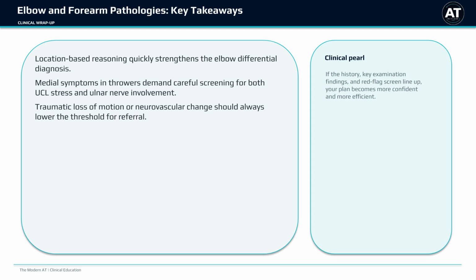Medial symptoms in throwers require screening for UCL stress, flexor-pronator overload, and ulnar nerve involvement. Lateral pain with gripping often suggests extensor tendon overload, but nearby nerve and joint contributors should not be ignored. Posterior swelling can often be identified visually, but infection signs change urgency. Traumatic loss of motion, deformity, or neurovascular change should always lower the threshold for referral. When findings do not line up, broaden the differential and protect the athlete.